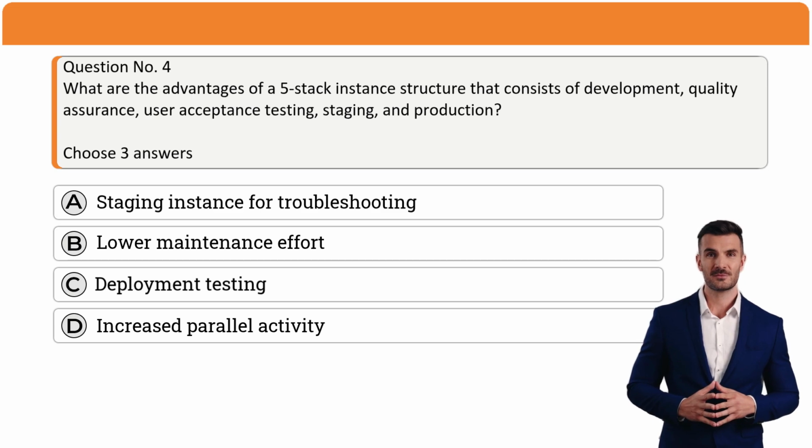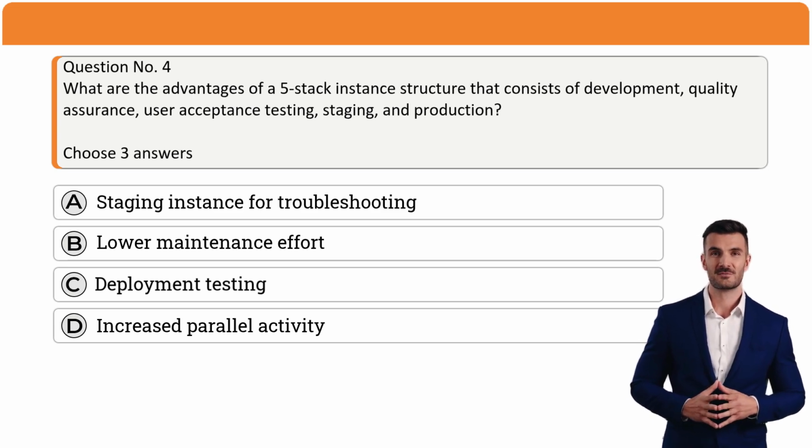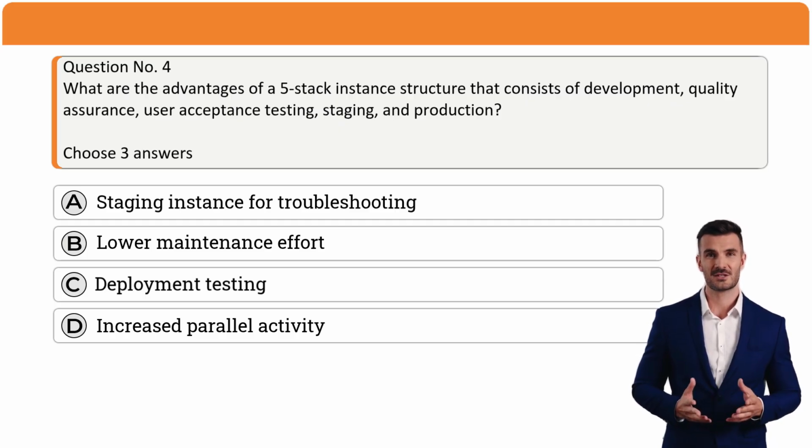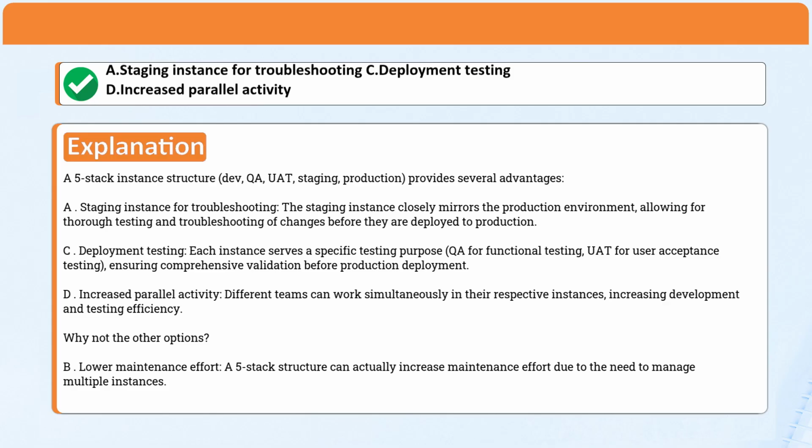Question number 4. What are the advantages of a 5-stack instance structure that consists of development, quality assurance, user acceptance testing, staging, and production? Choose 3 answers. A. Staging instance for troubleshooting. B. Lower maintenance effort. C. Deployment testing. D. Increased parallel activity. Correct answer. A. Staging instance for troubleshooting. C. Deployment testing. D. Increased parallel activity.